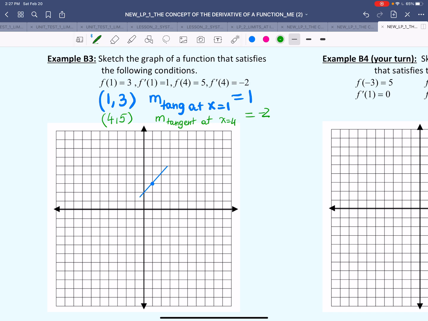So here is 4, 1, 2, 3, 4, 5. So this is 5. And the slope of the tangent here is negative 2, which means that we're going this way. And I'm going to draw the tangent around here. Okay, and I know so far from the information given that this graph will have to pass through these 2 points, and it must follow the tangent.